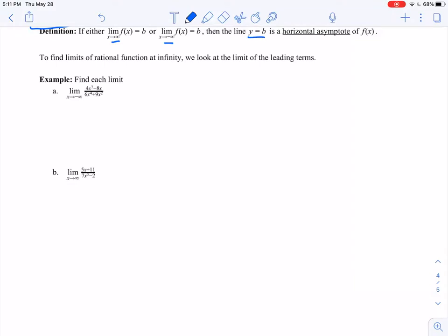So if we look at the limit at positive or negative infinity and end up with a finite result, then that is the value of a horizontal asymptote. This is the definition that I'm going to use going forward.